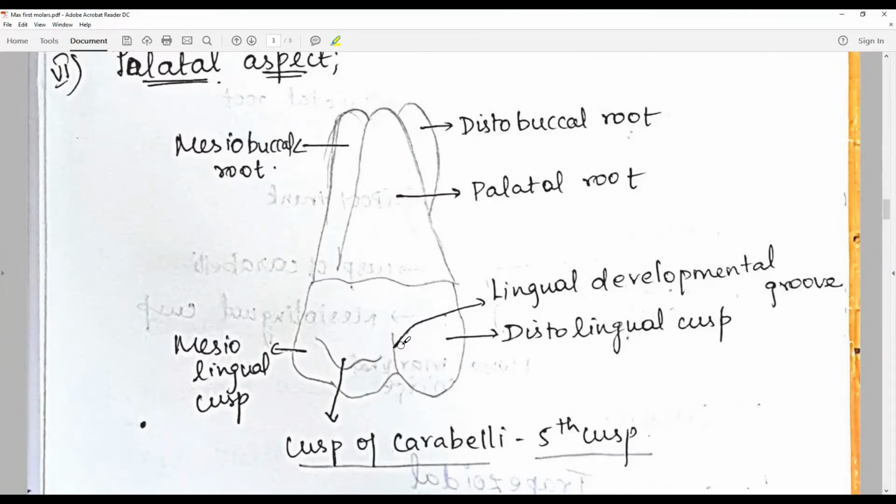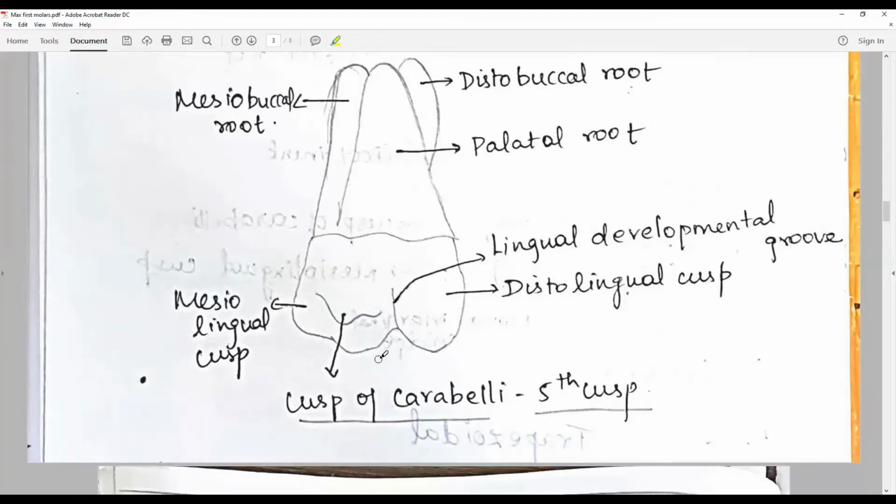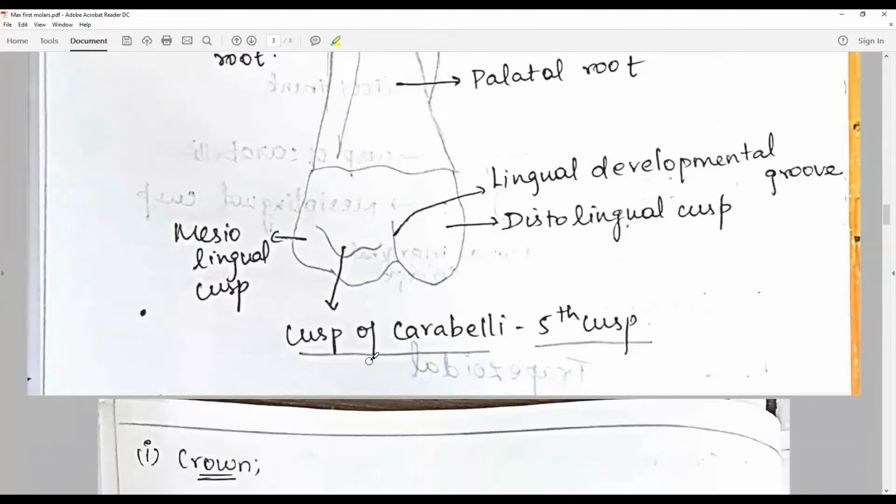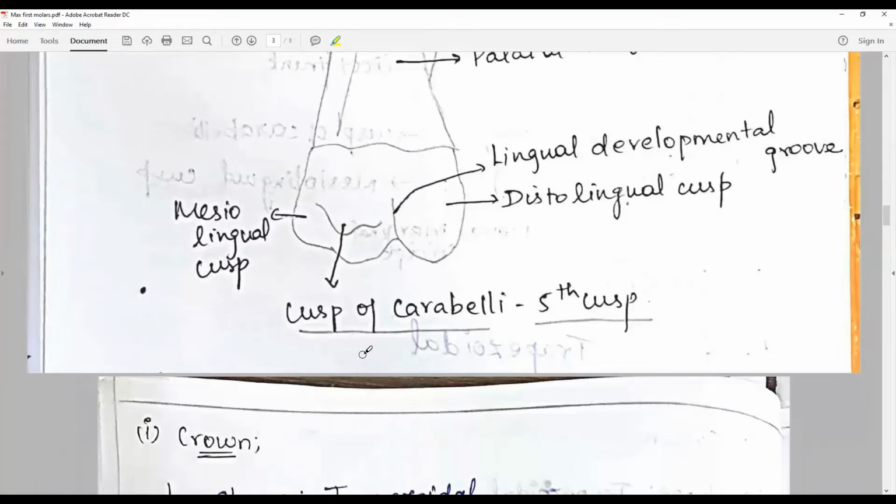The distolingual groove originates on the occlusal surface and crosses onto the lingual surface, distal to the midpoint of the occlusal outline. It may end in a lingual pit and may be caries prone. And here there may be an accessory cusp that is called the cusp of Carabelli. Cusp of Carabelli, arising from the lingual portion of the mesiolingual cusp, is a tubercle or a mini cusp known as the cusp of Carabelli, the fifth cusp. Not always, but seen in some cases. Hence, called a deviation. Not abnormality, deviation.